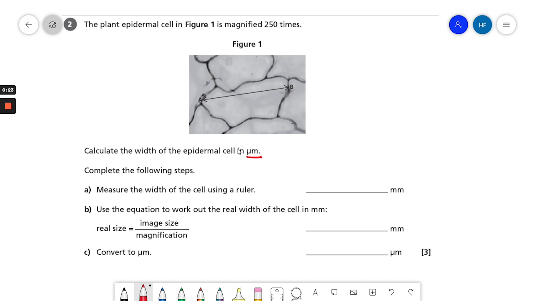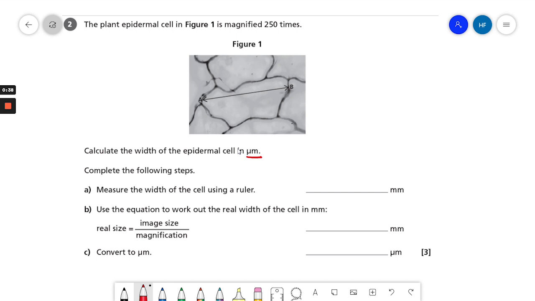Complete the following steps. Measure the width of the cell using a ruler. Use the equation to work out the real width of the cell in millimeters, and you're given the equation. And finally, convert to micrometers.